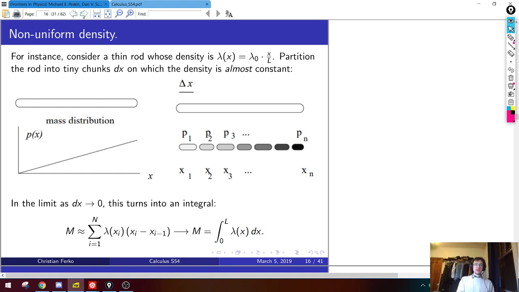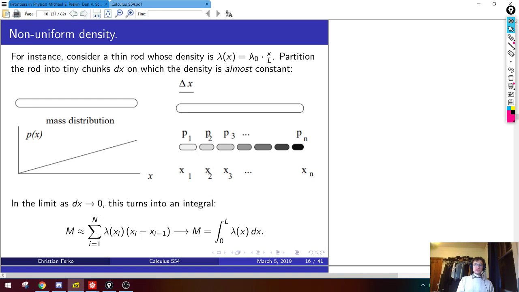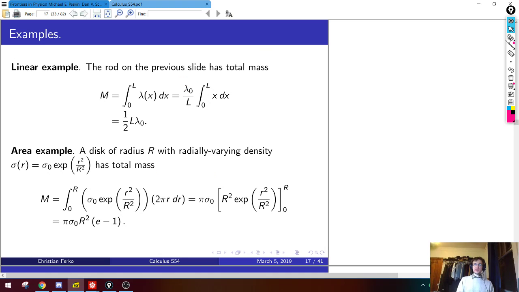All right, onward to examples then. So let's just do some integrals. How would you find the total mass of that rod on the previous slide? Well, I told you that the density was supposed to be some lambda 0 times x over L. So you just do this integral of lambda 0 x over L. You can pull the constants out of the integral.